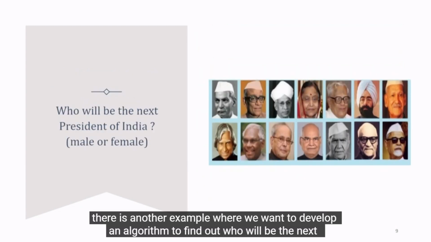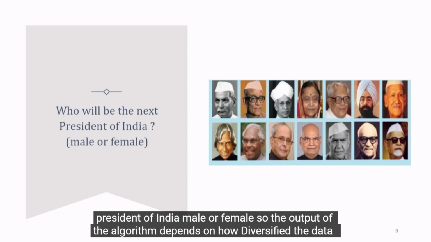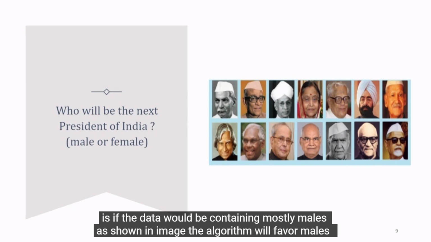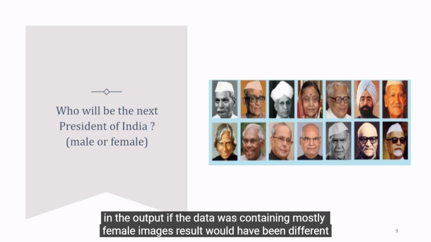There is another example where we want to develop an algorithm to find out who will be the next president of India, male or female. So, the output of the algorithm depends on how diversified the data is. If the data contains mostly males as shown in the image, the algorithm will favor males in the output. If the data contained mostly female images, the result would have been different.